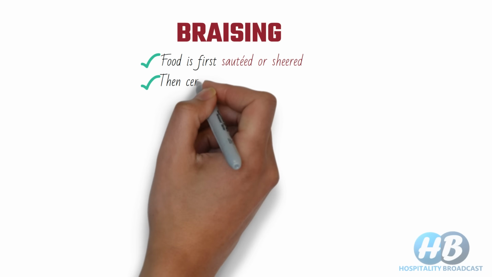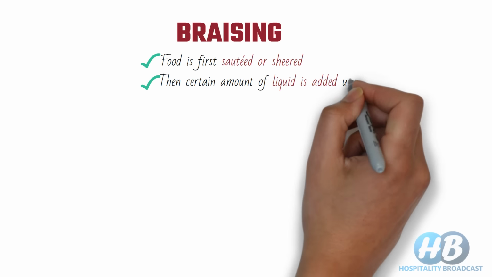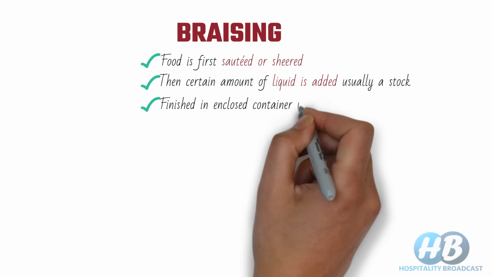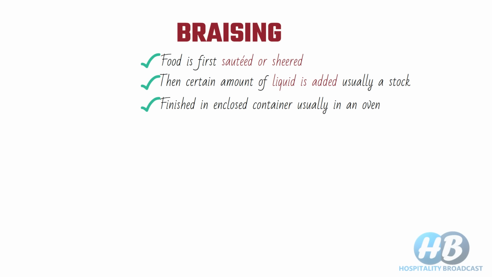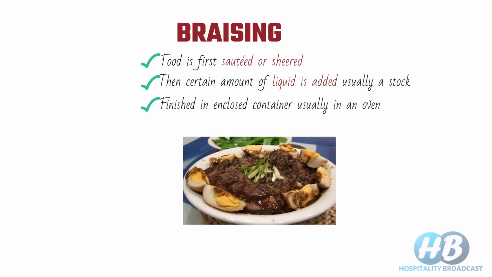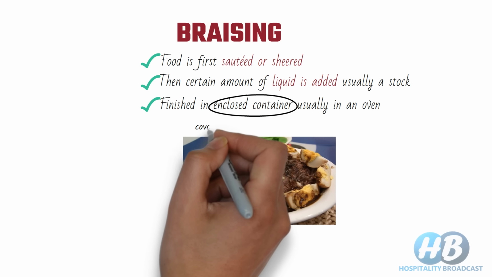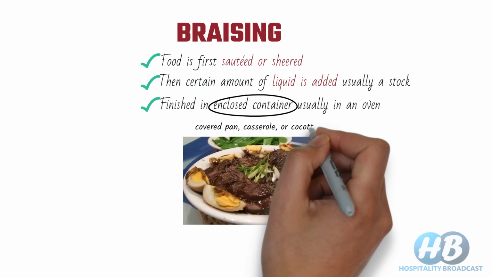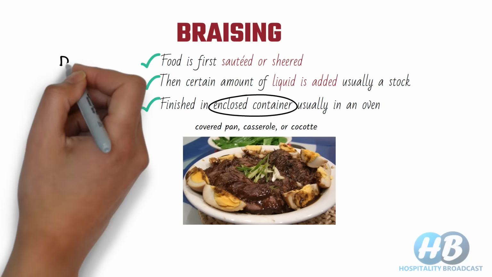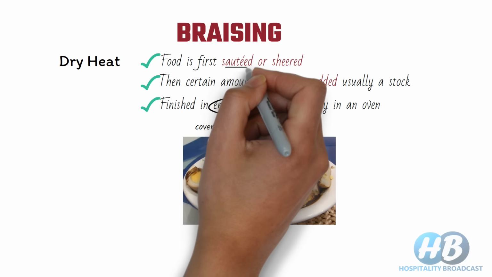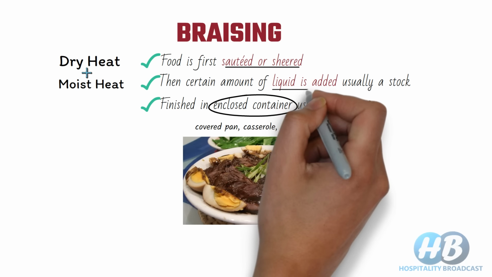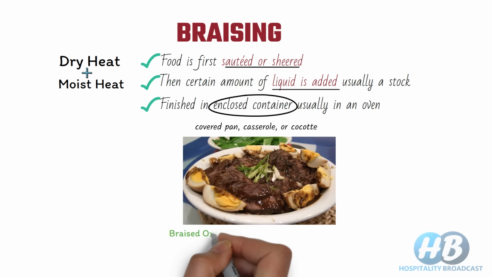After sautéing, a certain amount of liquid is added, usually a stock, then finished in an enclosed container, usually in an oven. And like stewing, served with the liquid which is reduced to very little. Enclosed containers like a covered pan, casserole or cocotte can be used. Also note one thing, this method uses both dry heat as food is first sautéed in fat or oil and moist heat as later cooking is finished in liquid. Example is on your screen.